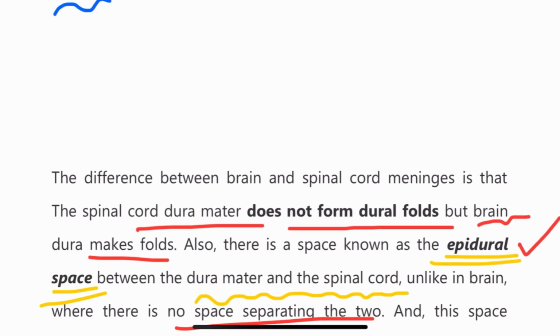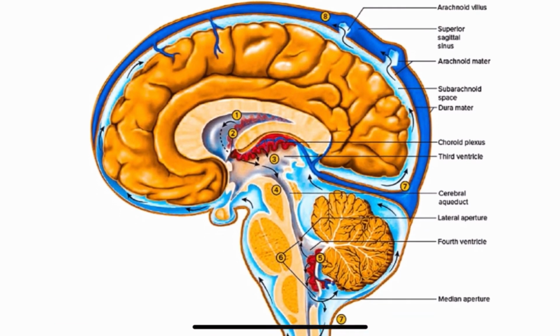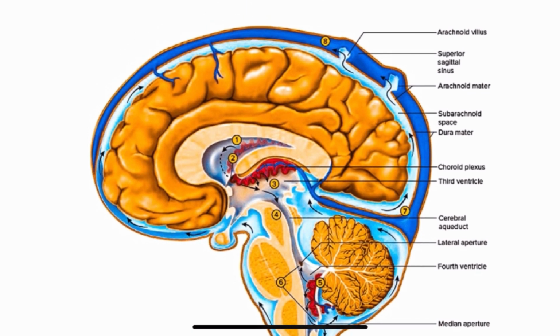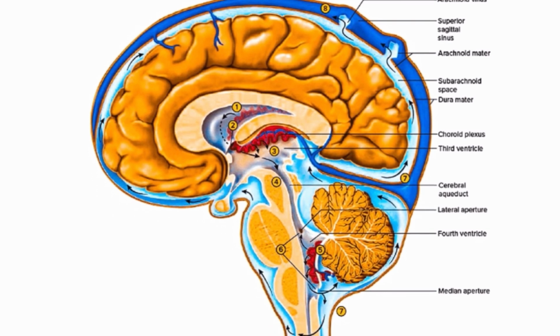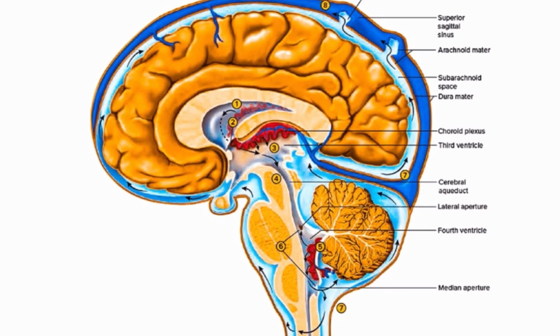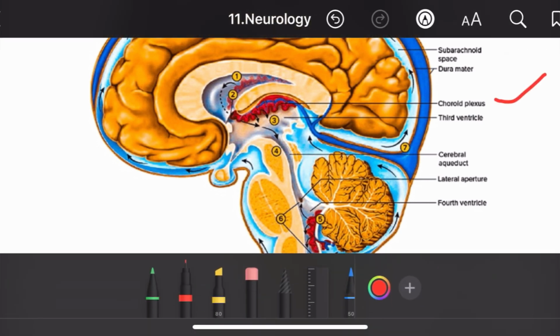Now if we come to this diagram again, you observe we have the brain in its sagittal section. Inside that we can see the lateral ventricle, the third ventricle, as well as the fourth ventricle, plus we have the apertures and aqueducts. This is where the CSF is produced. The CSF is produced in the choroid plexuses of all the ventricles, like the fourth ventricle, the third ventricle, and also the lateral ventricle.